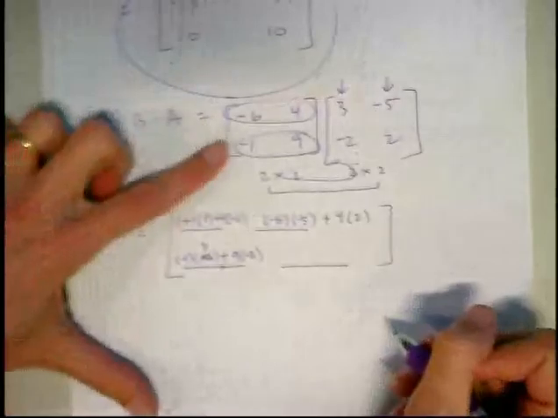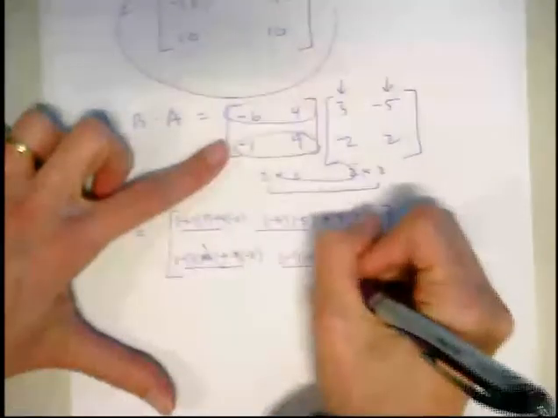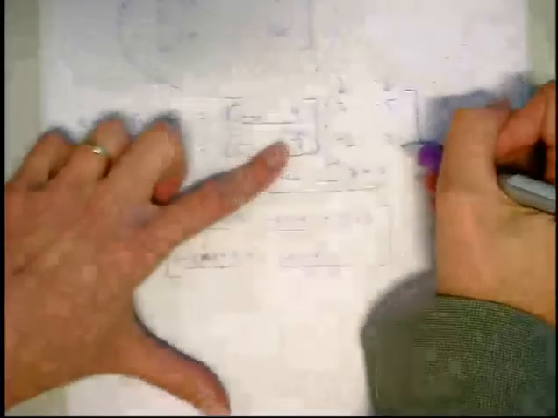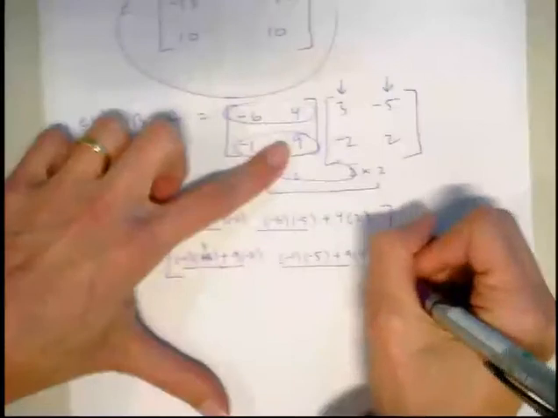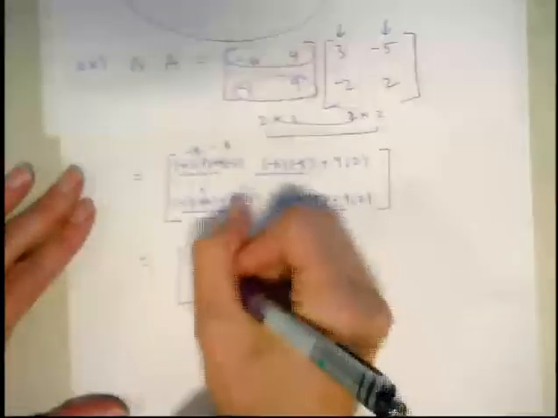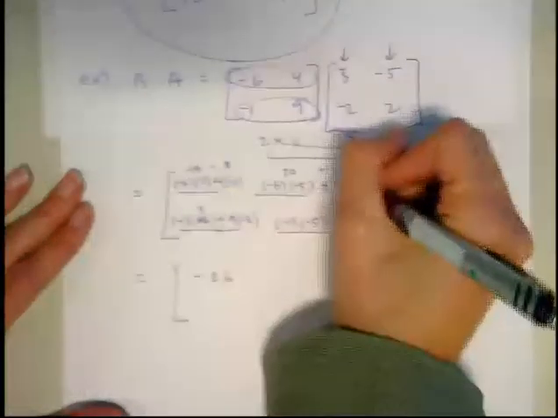Again, row 2, but now times column 2. So that's going to be -1 times -5. And then I move over here, plus 9 times 2. Okay, what do I get? This is -18 minus 8. So that's going to be -26. This is positive 30 plus 8, which is 38.